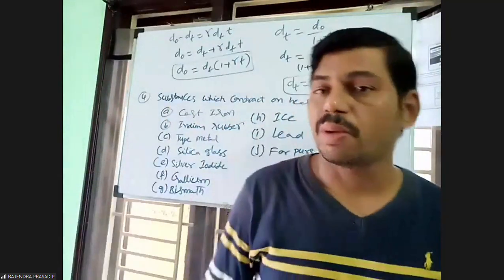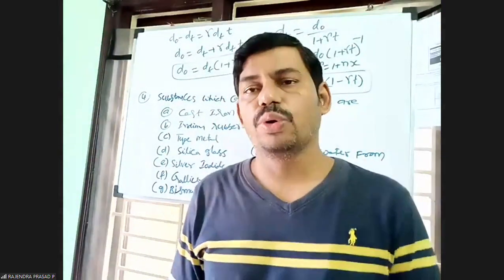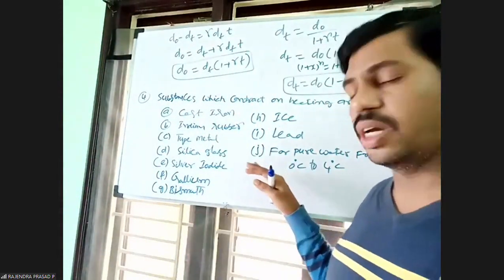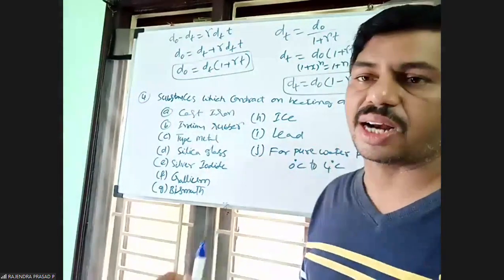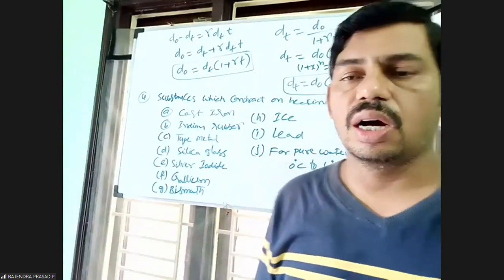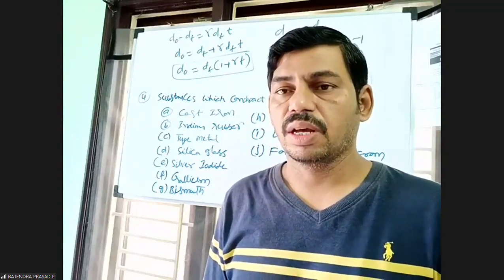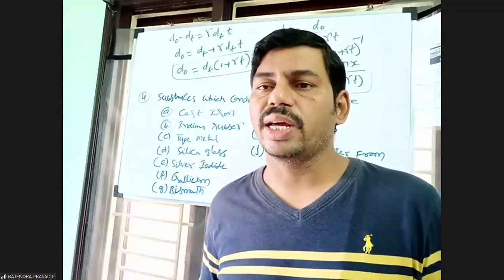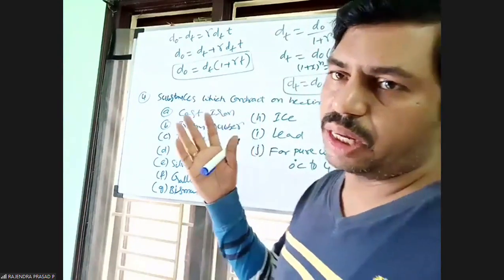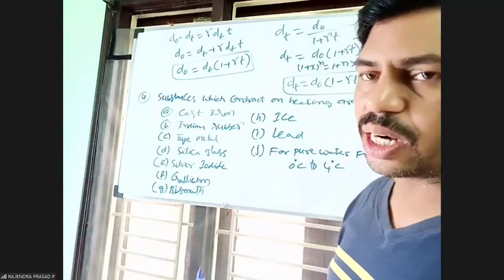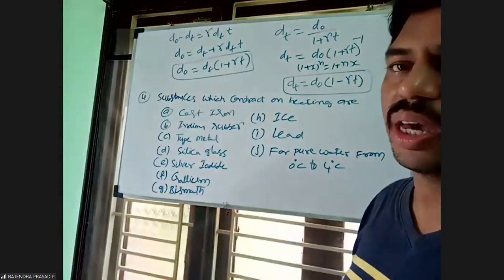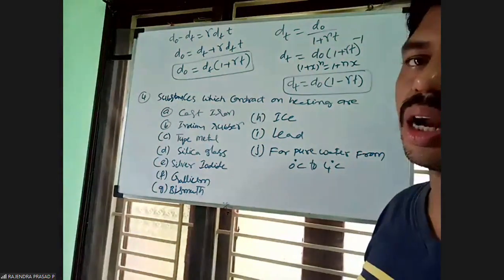This is actually the anomalous expansion of water. Pure water, when heated from 0 degrees C to 4 degrees C, contracts. From 4 degrees C to 100 degrees C it expands, on heating only. On cooling it is reversed: from 100 degrees C to 4 degrees C it contracts, and from 4 degrees C to 0 degrees C it expands. This phenomenon is called the anomalous expansion of water.